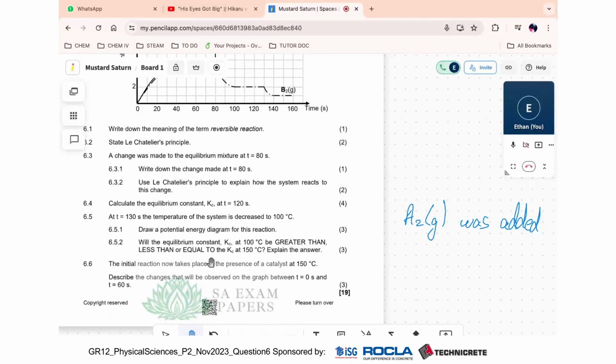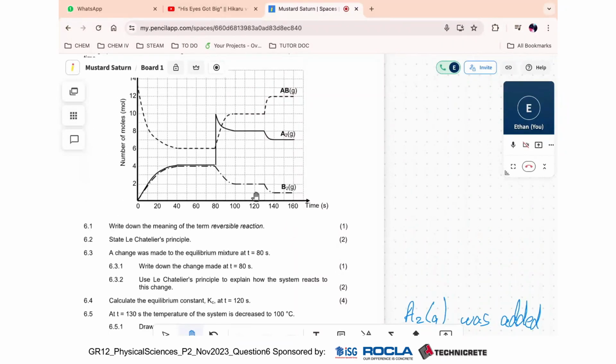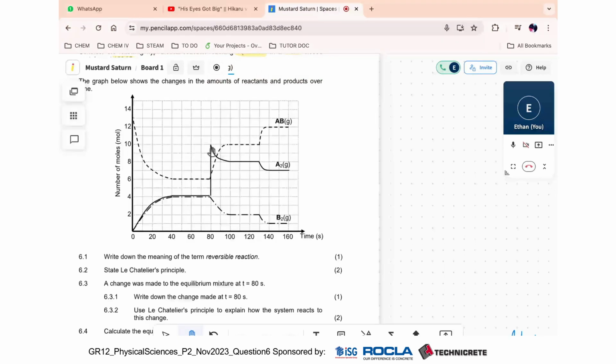It then goes on to say, use Le Chatelier's principle to explain how the system reacts to this change. Well, we can see that because more of A was added, straight after that, AB increases. We can see here from this trace. So as soon as A was added, AB also increases here, but B actually decreases.